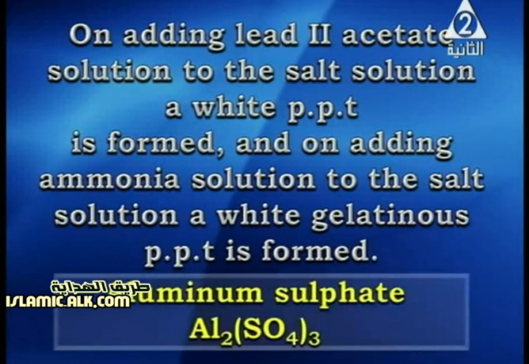Here we find that the basic radical is aluminum, as the ammonia solution gives white gelatinous precipitate with it. And the acidic radical, which is a negative ion here, will be sulfate, as its test with lead 2 acetate gives white precipitate. So the salt formed here is aluminum sulfate and has molecular formula Al2(SO4)3.